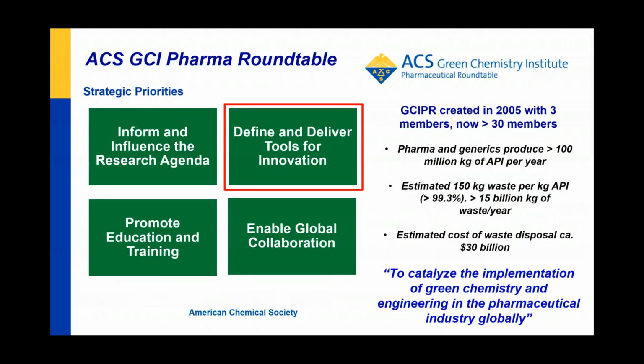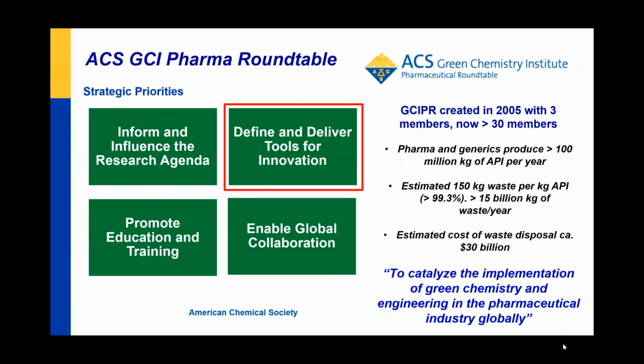Okay, so switching gears a little bit and introducing the Roundtable. The ACS Green Chemistry Institute Pharmaceutical Roundtable was created in 2005 with 3 member companies. I believe it was Merck, Lilly, and Pfizer. We're now up to over 30 members. I believe it's 34. You'll see all their logos on the final slide.